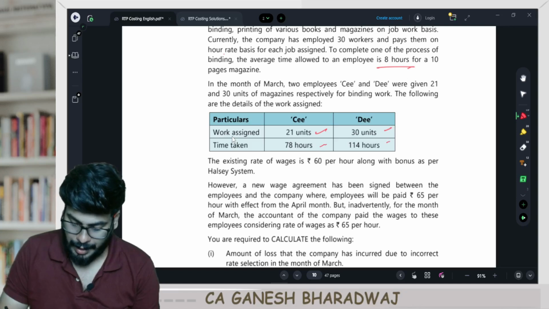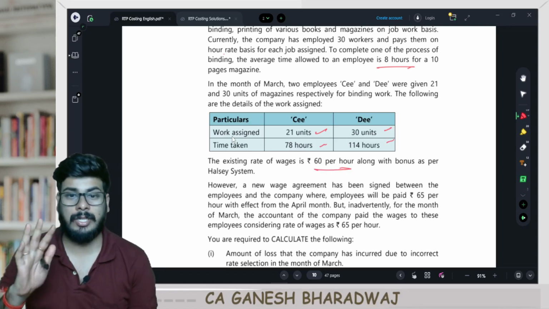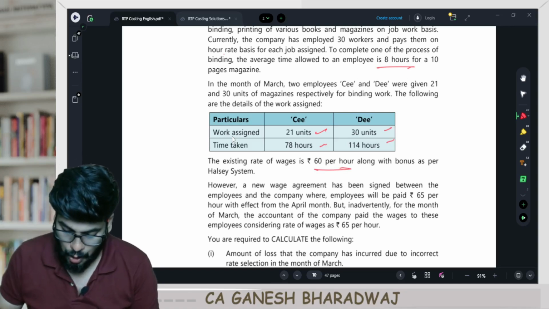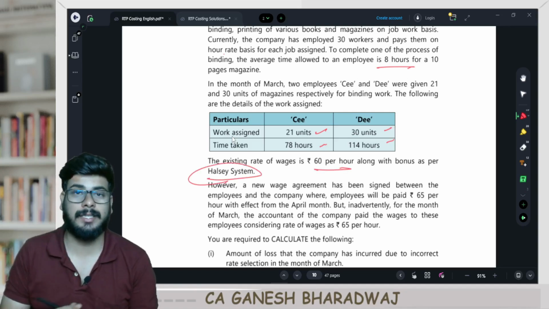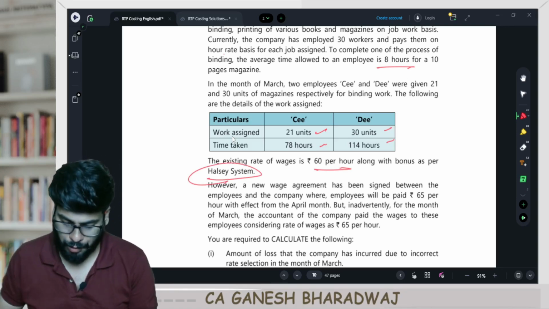The actual time taken is given here. The existing rate of wages is rupees 60 per hour. So the hourly rate is how much? 60 rupees, with a bonus as per the Halsey system. Halsey is what? 50% of time saved into your time rate is going to be your bonus.